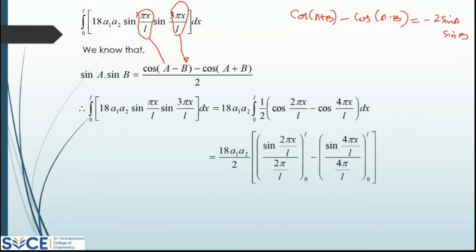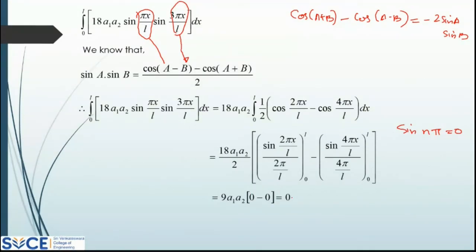When you apply the limit, at the end, this entire term becomes 0, because whatever limit you substitute, you get sine 0, sine 2 pi, whatever it is, everything is 0. We know that sine n pi is 0, so there is no need to worry about it. The entire term is 0.